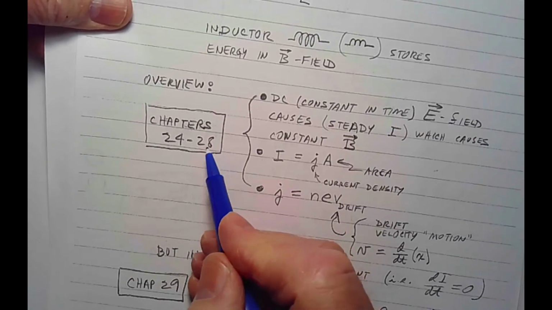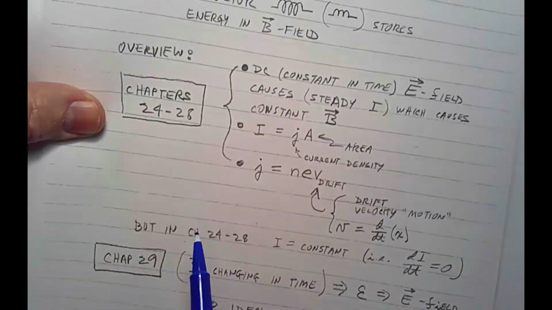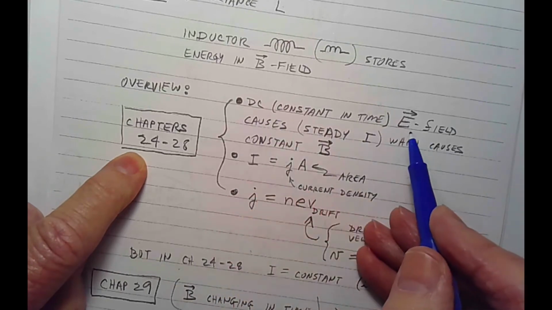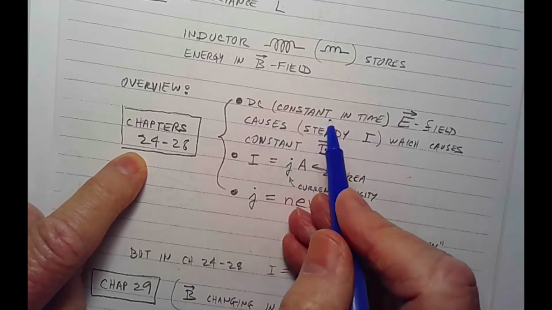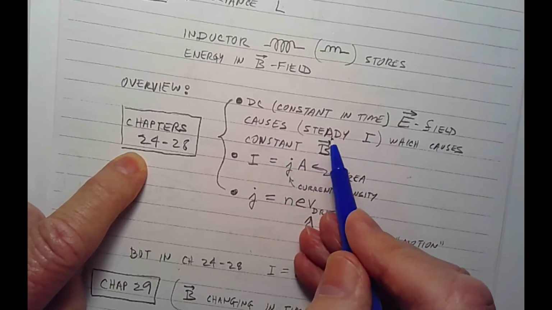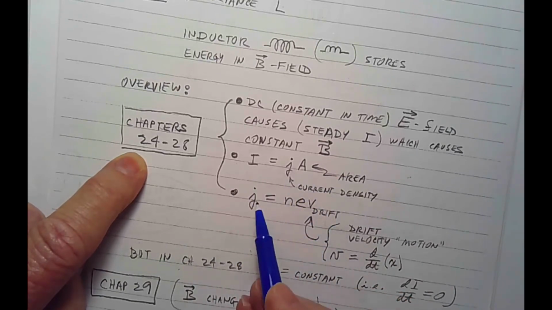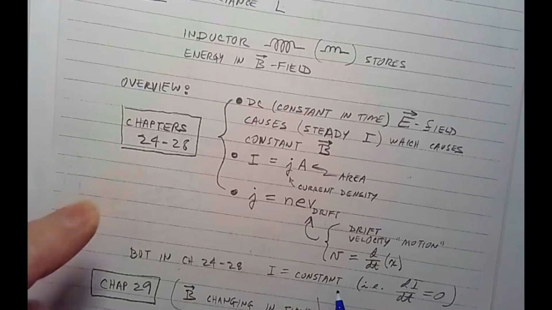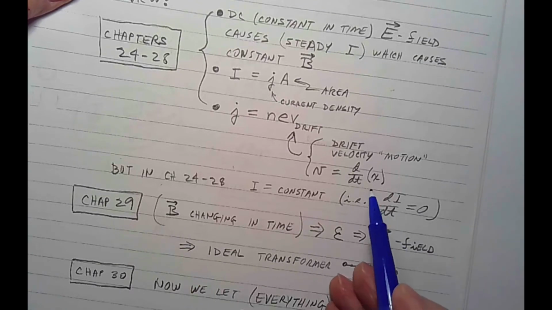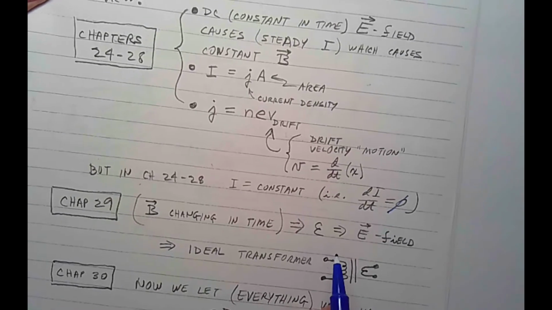I want to compare chapters 24 through 28 to the chapter we're in now. In chapters 24 through 28, we had a DC system of electric field that was constant in time, electrostatics. Electric field makes a steady current, which makes a constant B field. The current density J was n e v drift. The current itself was constant; there was no time variation of the current.